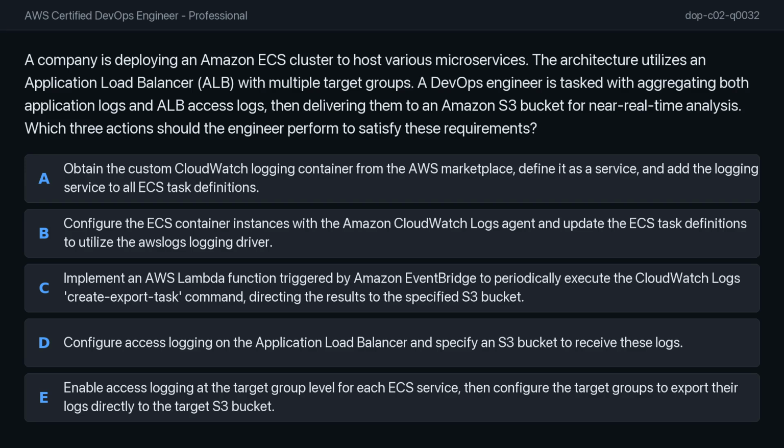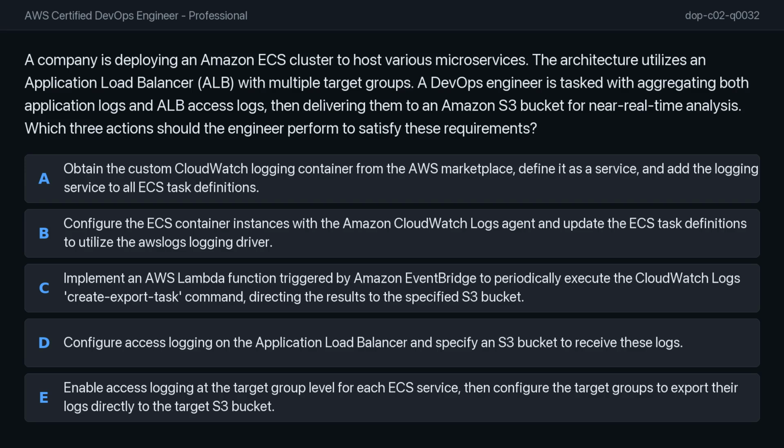All right, here is the question regarding collecting CloudWatch logs via the Amazon CloudWatch Logs agent. Option A. Obtain the custom CloudWatch logging container from the AWS Marketplace, define it as a service, and add the logging service to all ECS task definitions. Option B. Configure the ECS container instances with the Amazon CloudWatch Logs agent and update the ECS task definitions to utilize the AWS Logs logging driver.